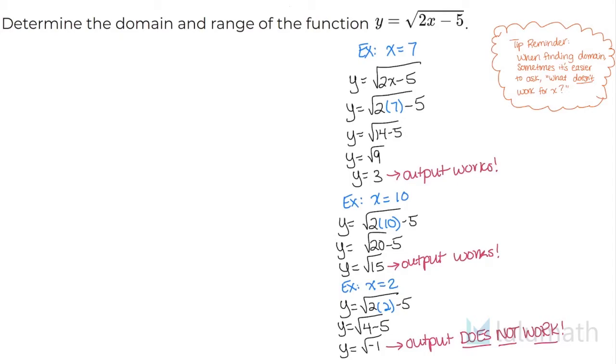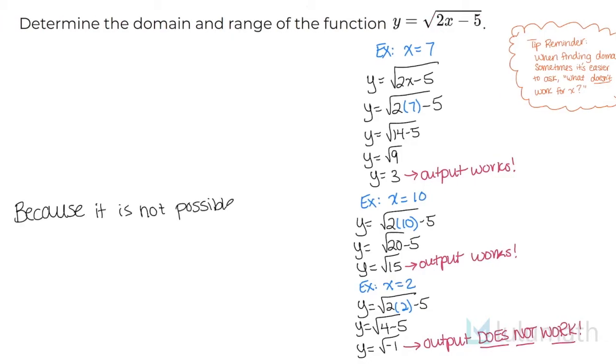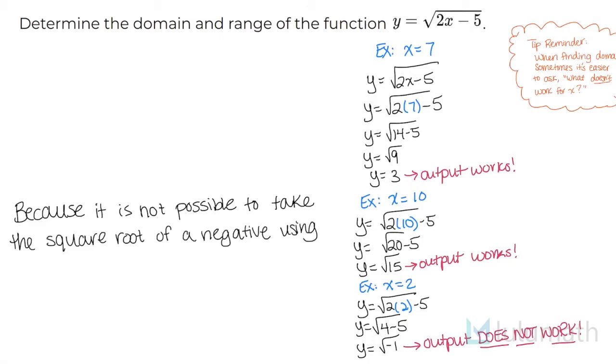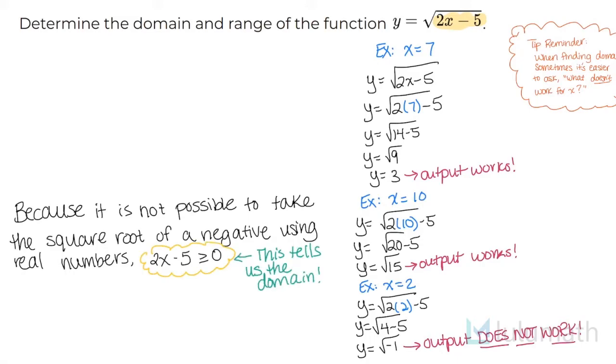So what this is telling us is that if it's not possible to take a square root of negative numbers using real values, the expression under my square root symbol has to be equal to the number 0 or higher. This expression here, this 2x minus 5, has to be greater than or equal to 0 in order for us to have a value that is not negative. Well, that right there will help us to restrict our domain. This will tell us the domain.